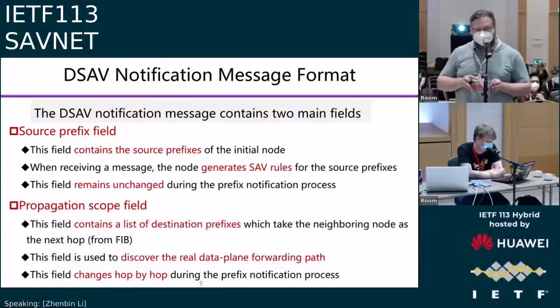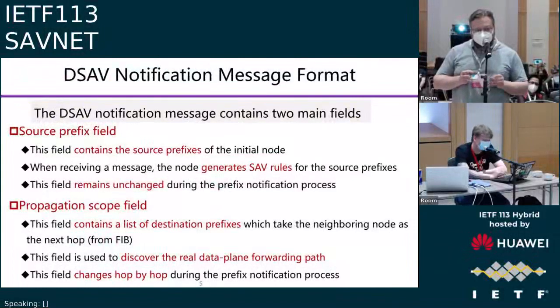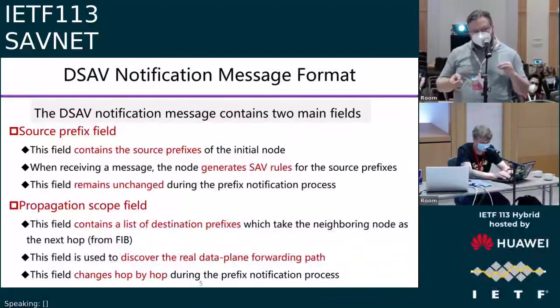My question was regarding the propagation scope field. Do you think it could be an idea, rather than building the propagation field from the information in the FIB, to build it up hop by hop? You originate a message with only the source prefix field, and then the neighbor puts the prefix from the source prefix field of the message they received into the propagation scope field before relaying the message to their own neighbor. And it goes on until you propagate the message in all the network.